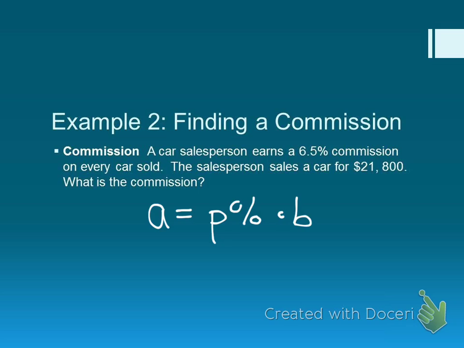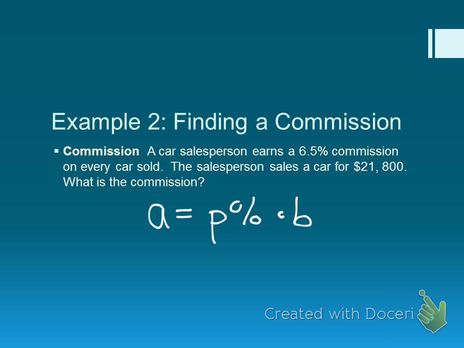It says, a car salesperson earns 6.5% commission on every car sold. The salesperson sells a car for $21,800. What is the commission? So 6.5% is clearly what part? The percentage. The question is, 21,800, is that B or is it A? Think about it. Is it the total or is it the commission? That's the total. So you think they made $21,000 when they sold the car? No, they didn't make that much money. That's how much they sold it for.